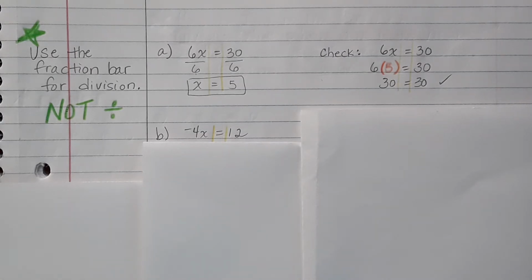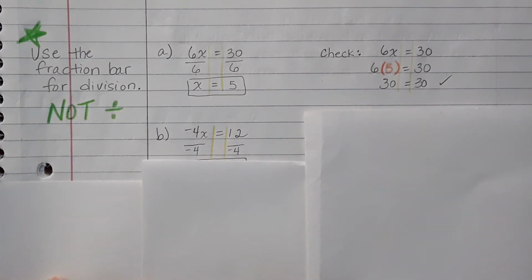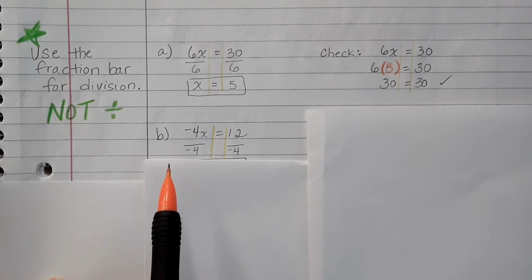Divide by negative 4. I like to say the whole thing out with the negative 4 so we don't get confused later on when we have multiple steps. So let's show divide by negative 4 on both sides of the equation, both sides of the equal sign, remembering not to use this symbol. We're going to use the fraction bar.